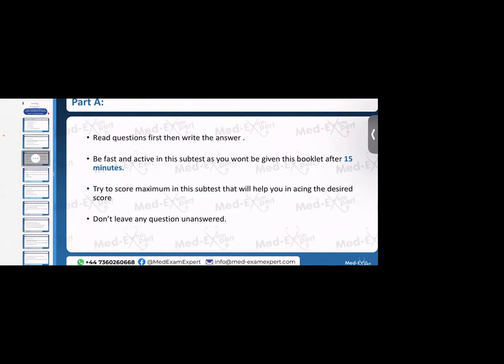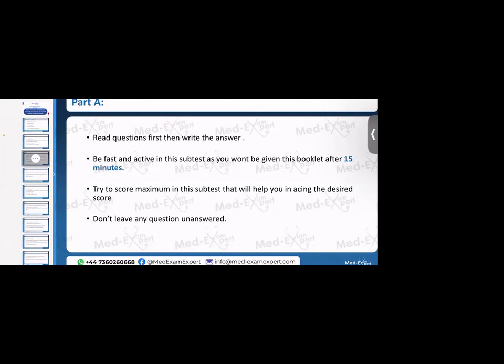You have to be familiar with and understand this: whenever you are given the answer booklet of the reading part, you will be given 15 minutes separately for solving part A, and then you will be given 45 minutes for solving part B and part C. This is the thing you have to understand, because after the completion of that 15 minutes, you won't be given the answer booklet of part A. So it is a very big misconception in our aspirants.